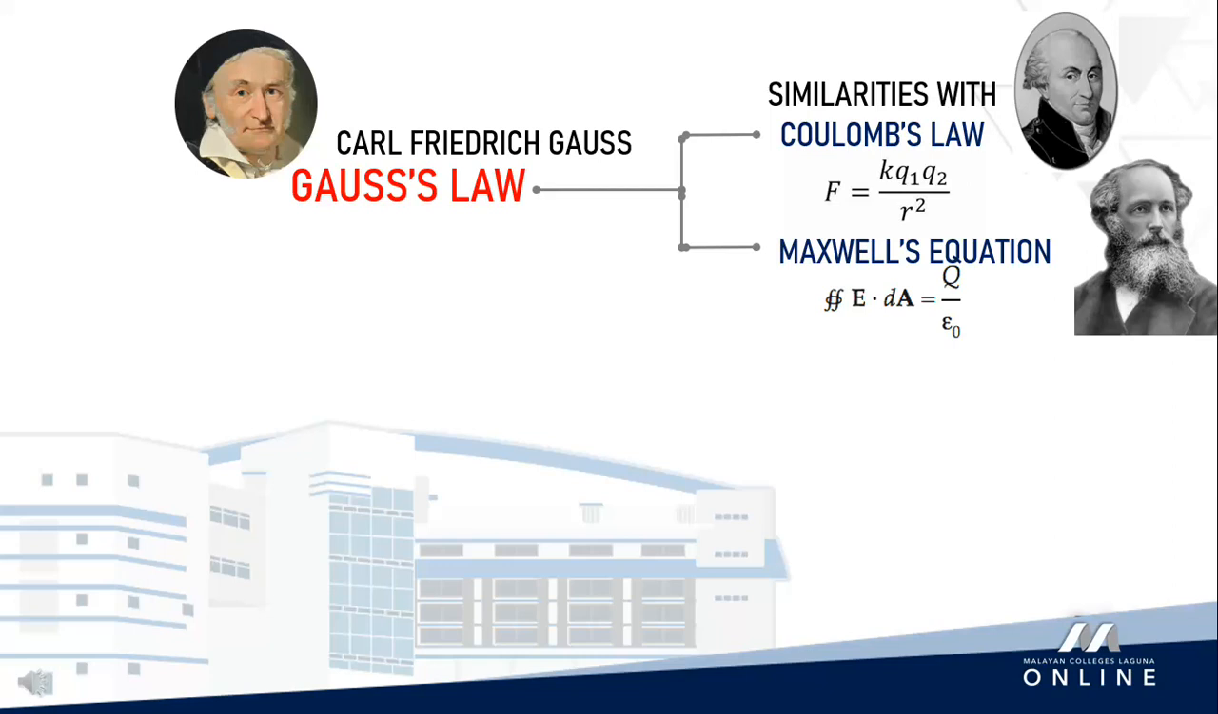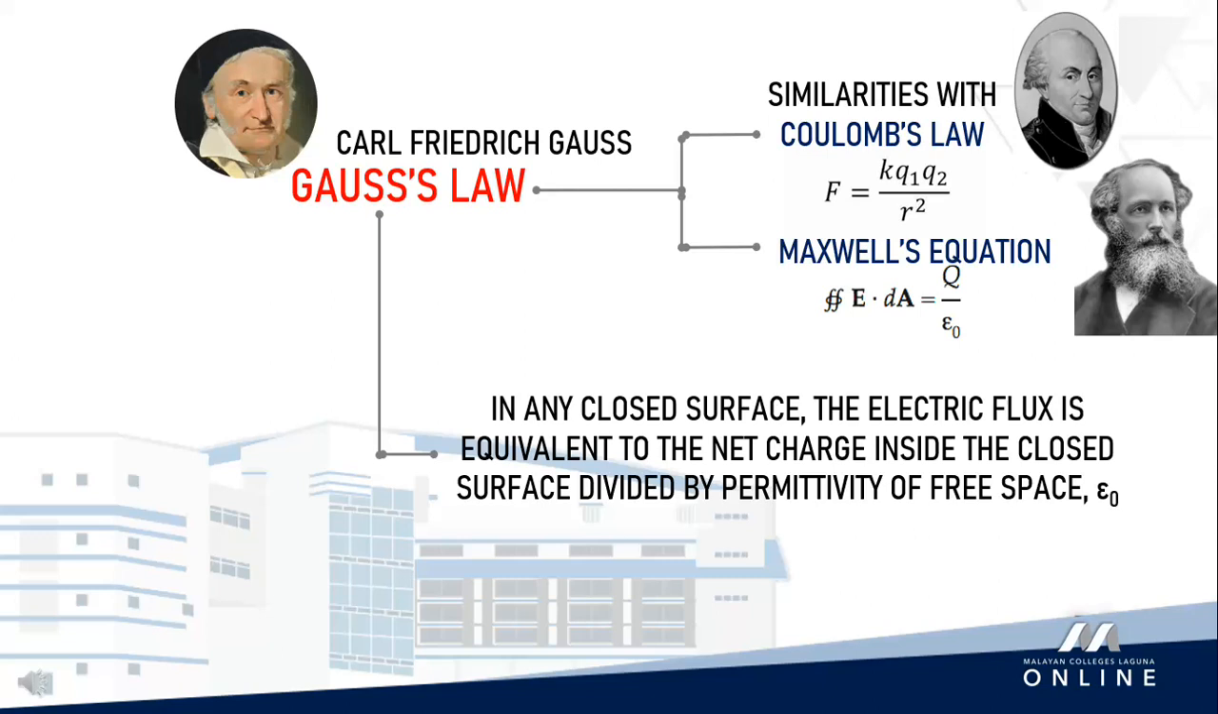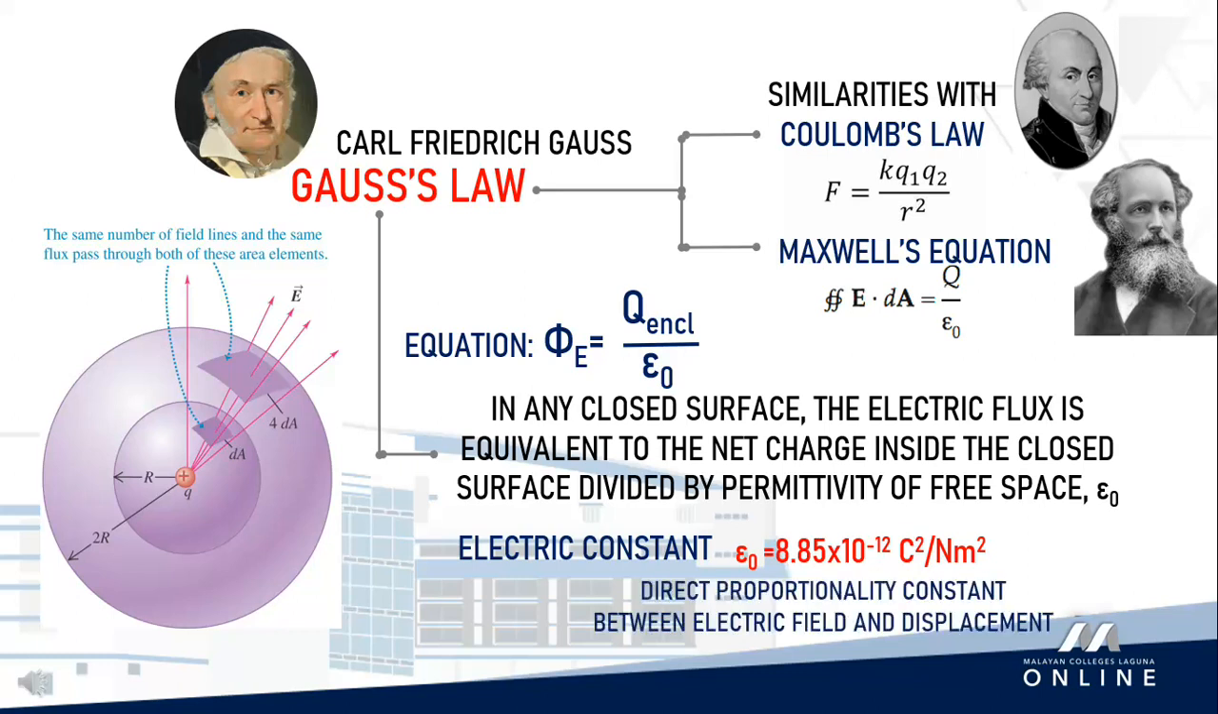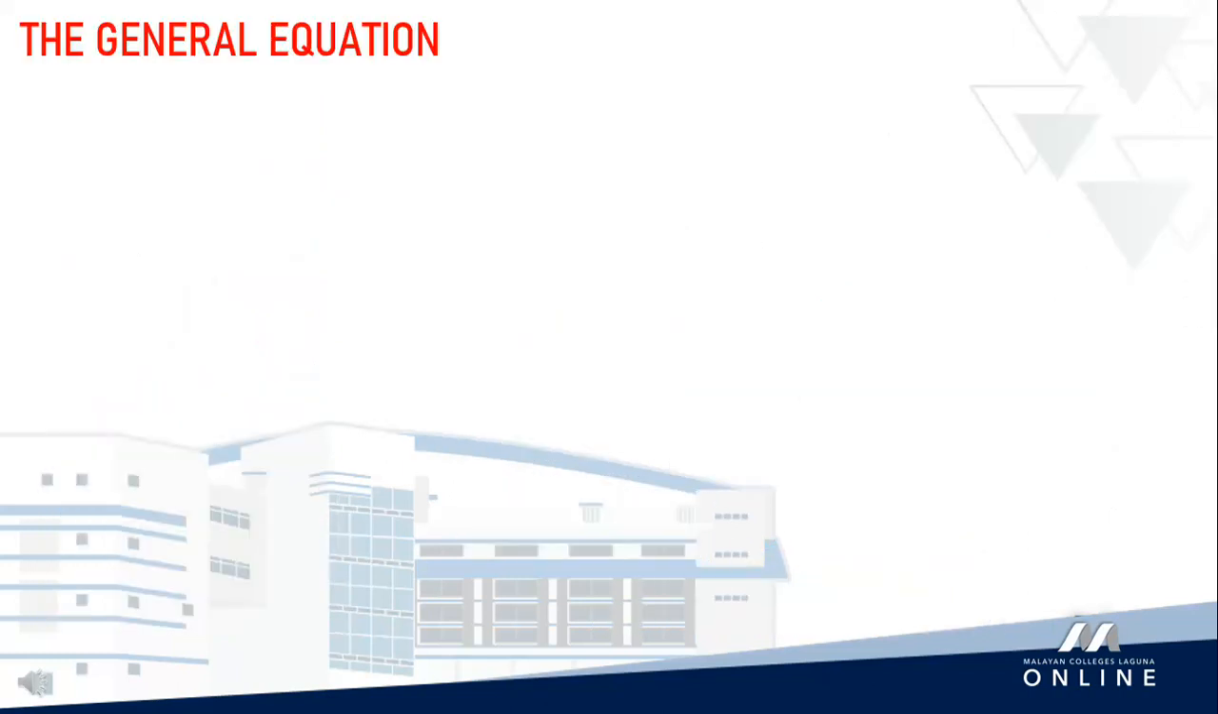Gauss's law states that in any closed surface, the electric flux is equivalent to the net charge inside the closed surface divided by the electric permittivity of free space, which is a constant value. This electric constant establishes the direct proportionality between field intensity and electric displacement in a given region. Let us have a quick recall of the formula of electric flux. Which among these is the formula we need? That is right. Phi sub E is equal to E times A.